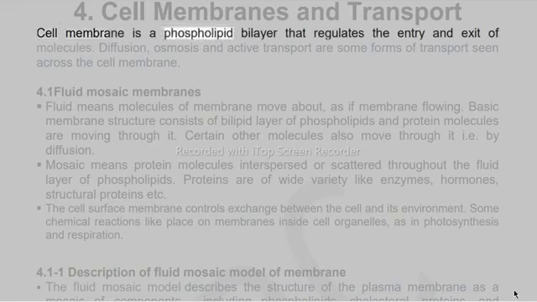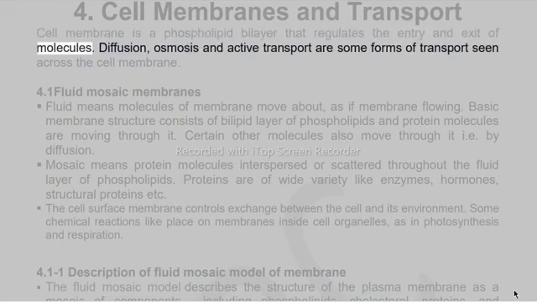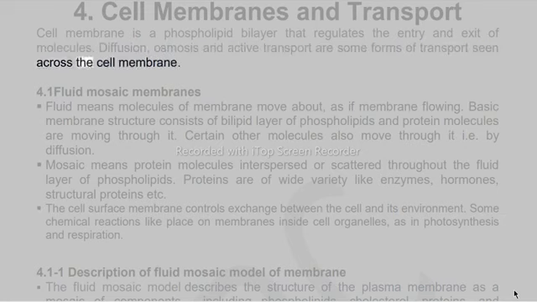Cell membrane is a phospholipid bilayer that regulates the entry and exit of molecules. Diffusion, osmosis, and active transport are some forms of transport seen across the cell membrane. 4.1 Fluid mosaic membranes.